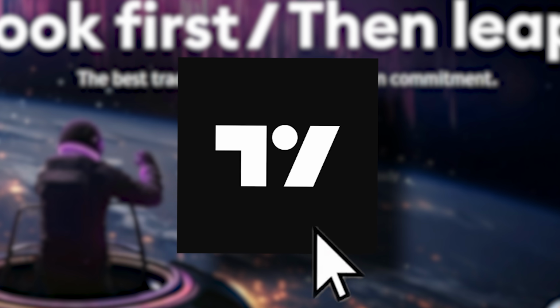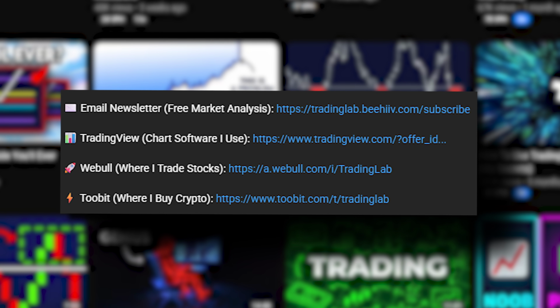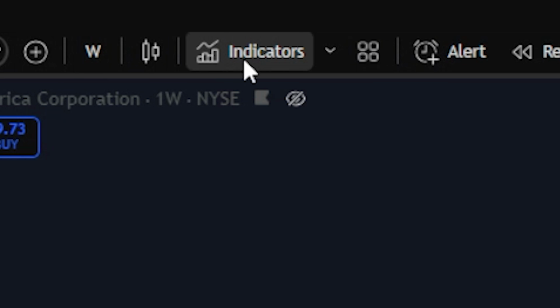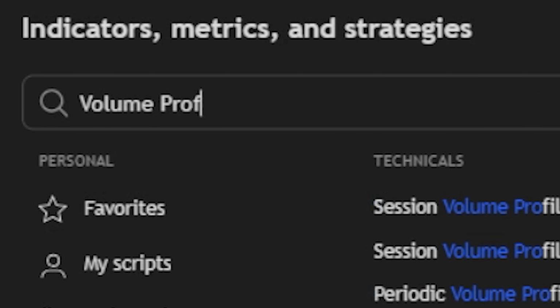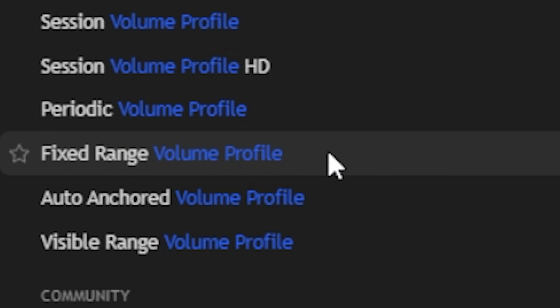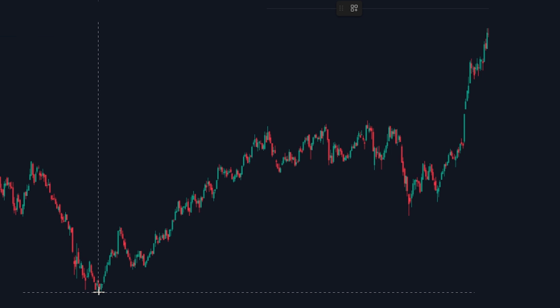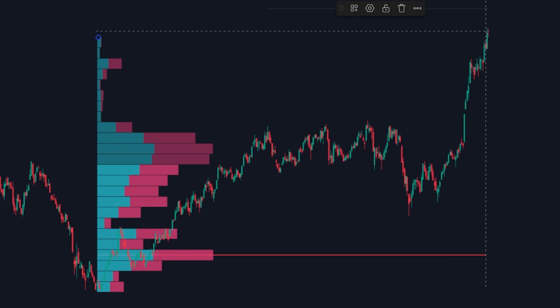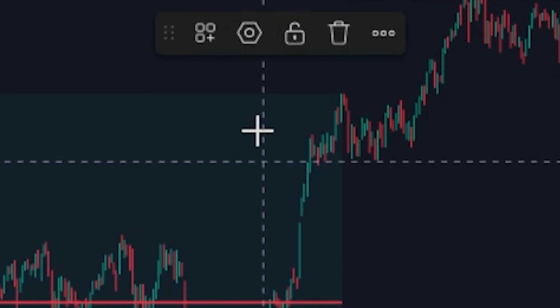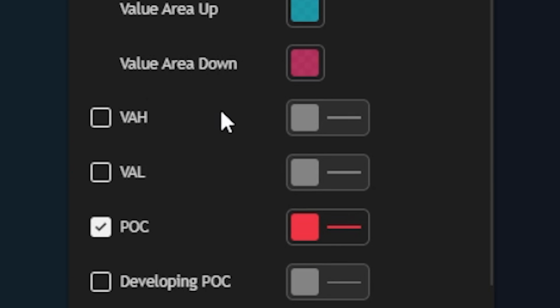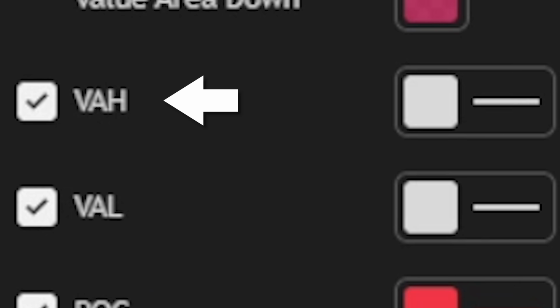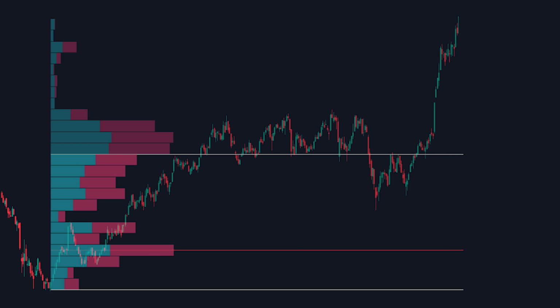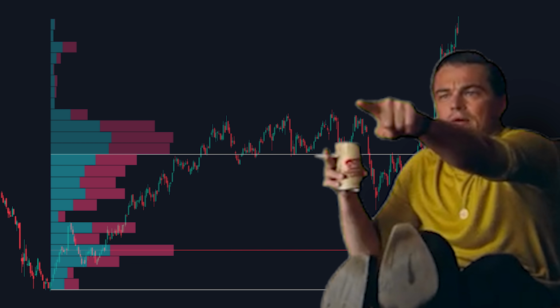First things first, go to TradingView. If you don't yet have it, I'll leave a link in my description. Go to the Indicators tab, search Volume Profile, make sure you choose this fixed one right here. Once you have selected it, draw a line from a recent swing low to a recent swing high. Next, go to the settings of the indicator and enable the value area high and the value area low. This is very important.